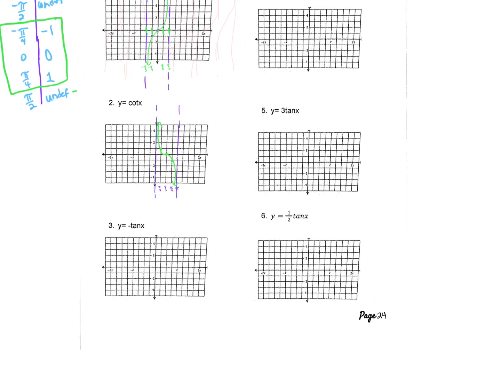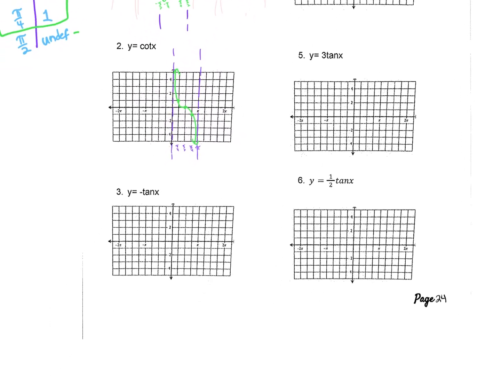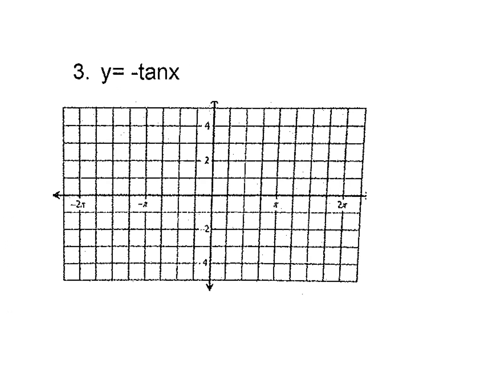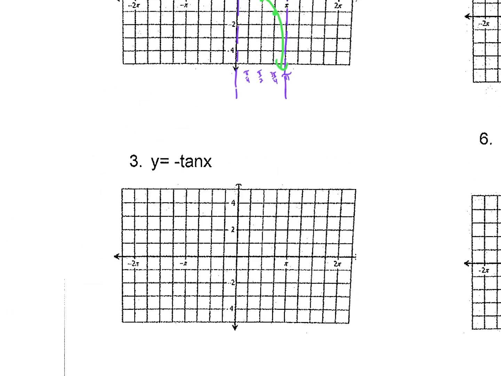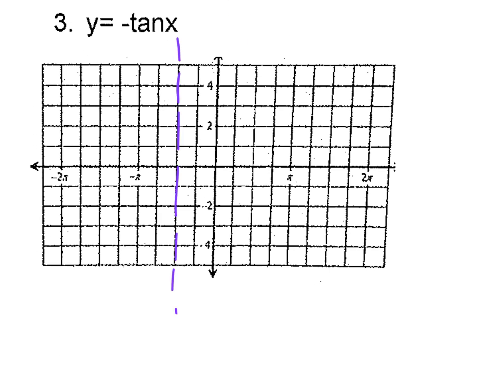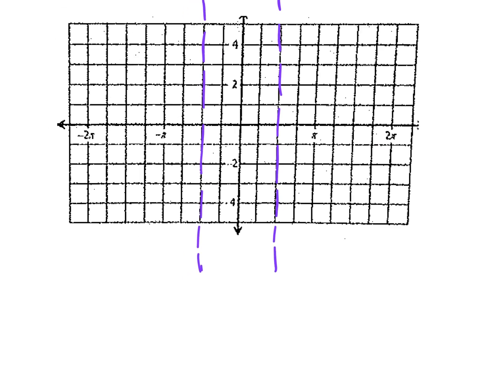I think we're going to change some of these over here. But let's take a look at a negative tangent graph. We'll do that one first. So if you notice, I'm going down the page. So for negative tangent, our asymptotes are going to be on either side of the x-axis, and we're going to label these x markers.